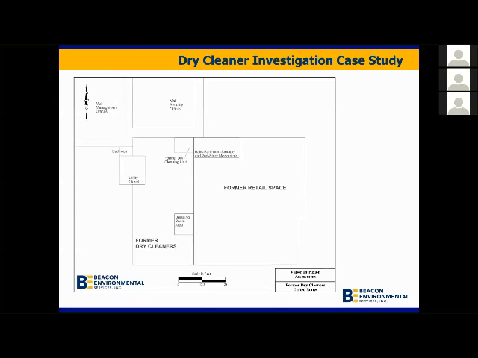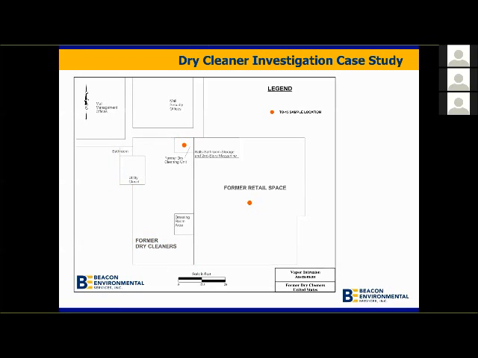This property is located in a retail mall in an urban area where a new tenant wanted to take over 2 units that housed a former family-run dry cleaner and a store. The red line shows the location of the former dry cleaner, which, along with the former retail store, were vacant at the time of the investigation.